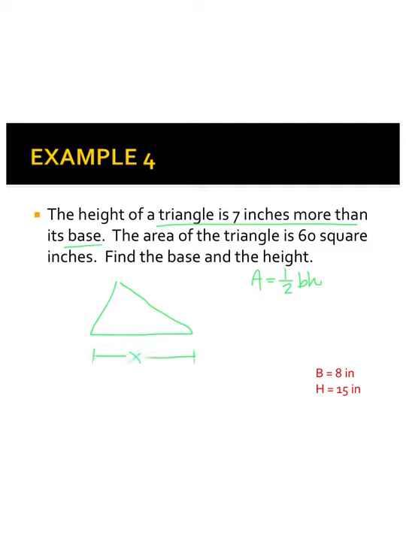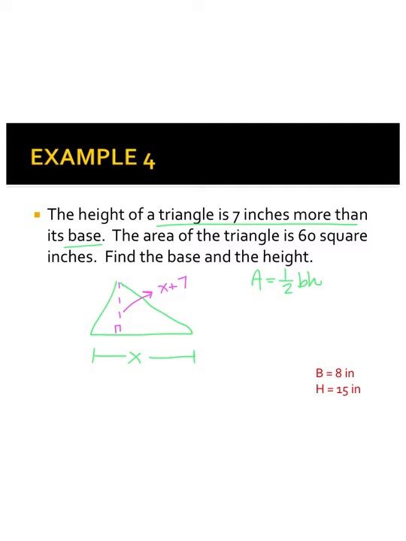It doesn't have to look like this. I'm going to call the base x. The height here in this triangle is 7 more. So that would be the base plus 7, because it's 7 more than the base. My picture is off, right? X looks longer than x plus 7. That's okay. My picture is just for me to be able to visualize what I'm doing here.